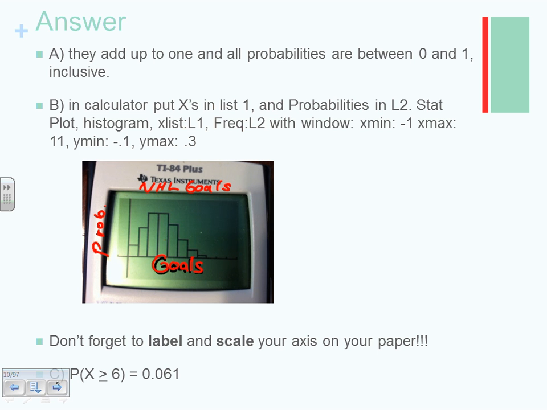And this one definitely looks skewed right. So having a lot of goals is not as likely. It looks like you are definitely going to have four or fewer goals going on here. So this was 0, 1, 2, 3, 4. So I can see that more goals are going to be lower than higher.